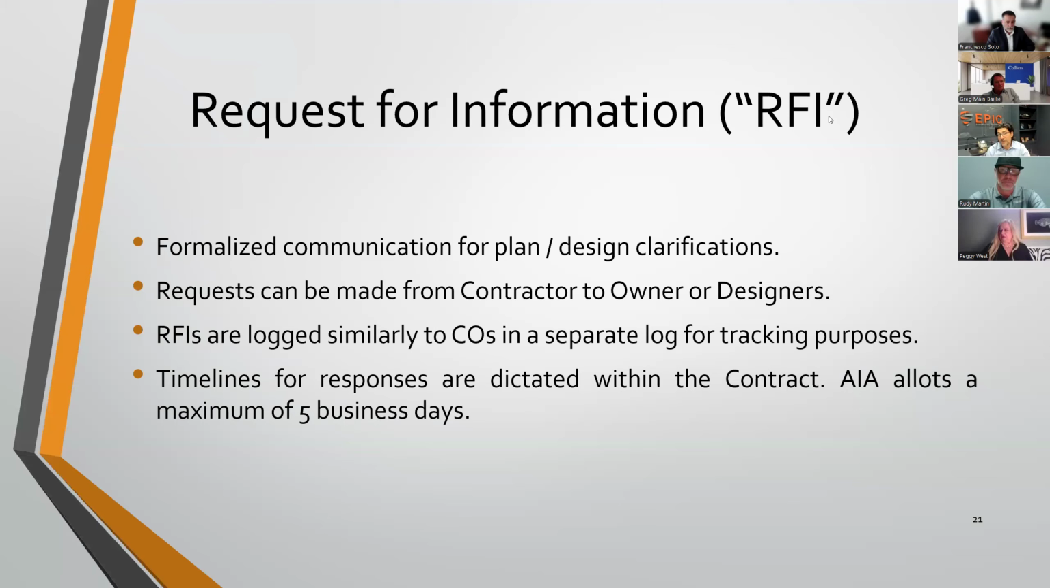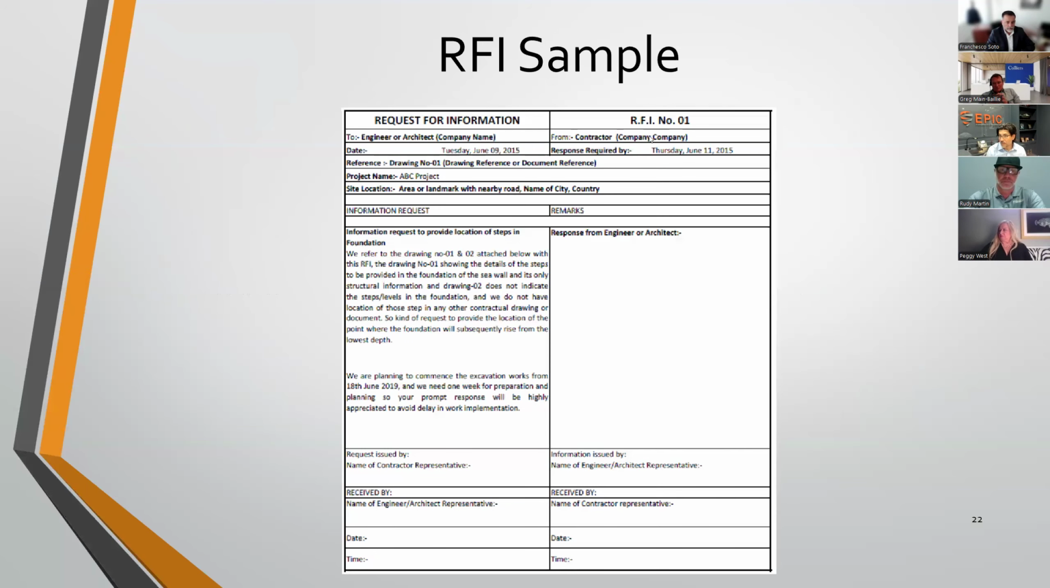AIA allots a maximum of 5 business days, usually per entity, for that. Sooner the better, obviously, especially if it impacts critical path. Now, I don't expect anybody to read this, but generally speaking, you have your question on your left and your answer on the right. The question could be as simple as, is it just a plan thing? Yeah, it is a plan thing. Go ahead, and the detail is shown on sheet A123. Or it could be an actual shorthand narrative.